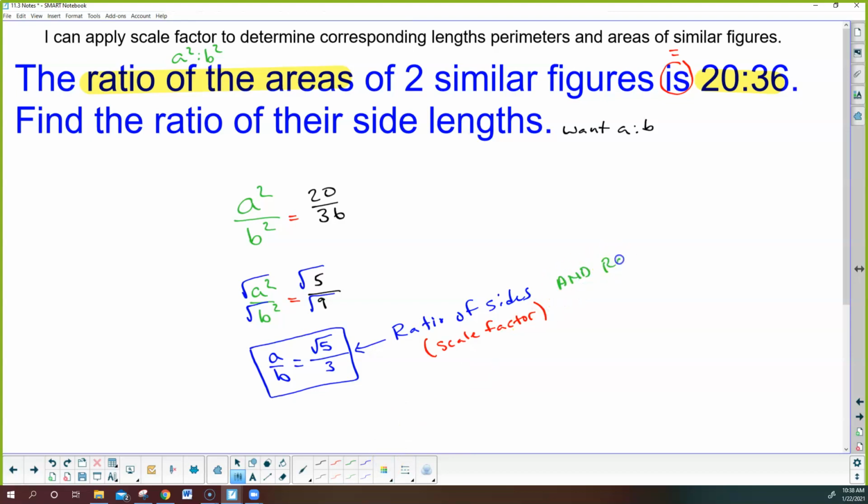And this is also the ratio of perimeters. Spelling is hard. Hold on. There we go. So not only did we find the ratio of the perimeters, found the ratio of sides, we also found the scale factor. All three of those things are the ratio of A to B. So if you're given the ratio of the areas, all you do is reduce and then take the square root.